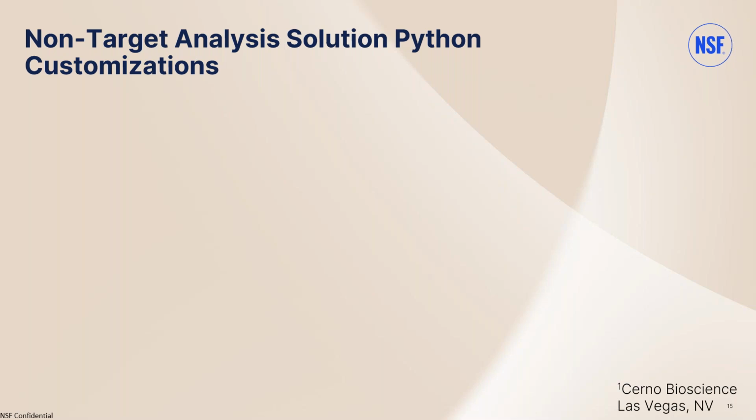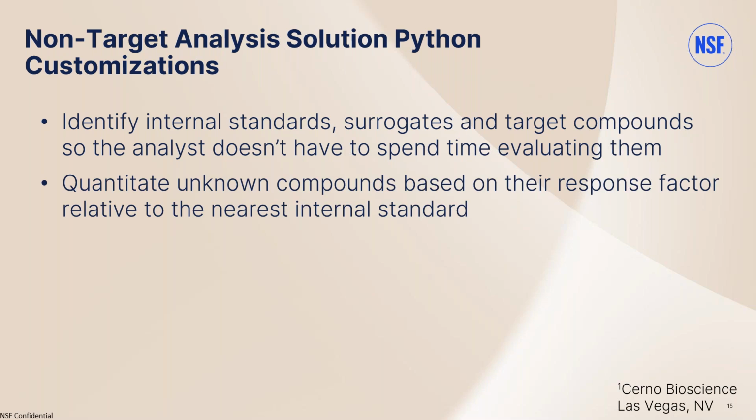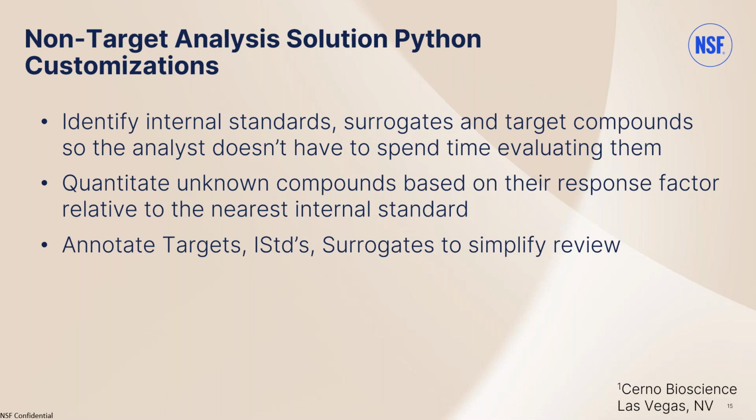And some of the customizations that we were looking for: we wanted it to be able to identify some of the known compounds in the samples and identify or highlight them for the analysts so they wouldn't have to look at them and figure out what they were just to find out that they were an internal standard. We wanted it to do the quantitation for us. And we wanted it to annotate targets, surrogates, and other things that weren't needed in the non-target review, but were probably present in the sample.